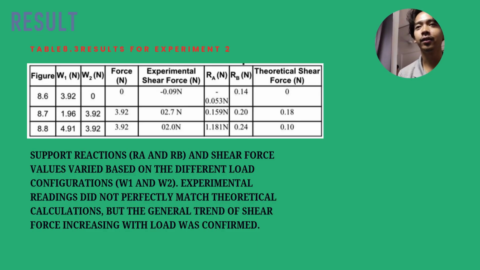Okay, for the Table 8.3 result for Experiment 2, Figure 8.6: the weight is 0, force 0, experimental shear force is negative 0.09, RA is 0.053 newtons, RB is 0.14, and theoretical shear force is 0. In Figure 8.7, weight 1 equals 1.96, weight 2 equals 3.92, and the force is 3.92.